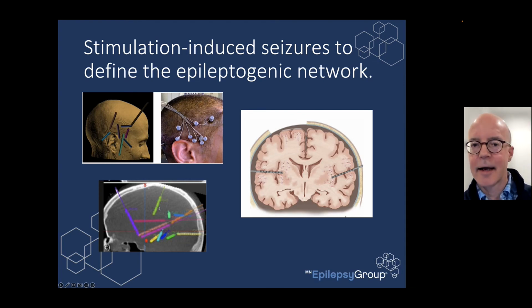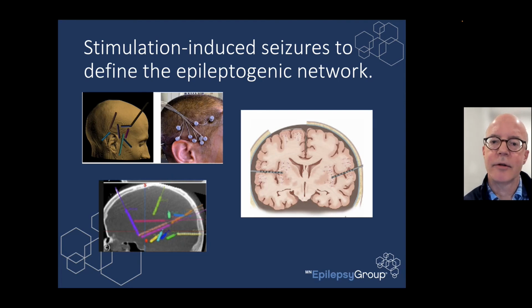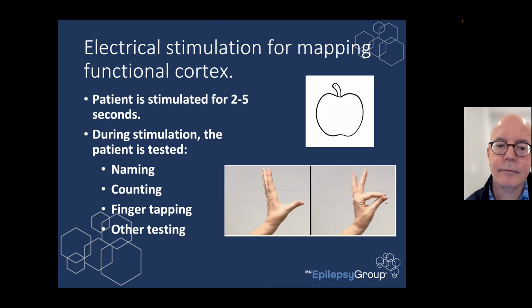You put that into the context of when you got their seizures without stimulation, and then put it into context when you actually stimulate the seizure. And again, this allows you to say, okay, seizures are coming from this area, and that's going to be the best area for removing brain tissue to get rid of the seizures.